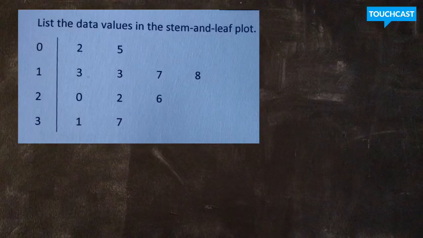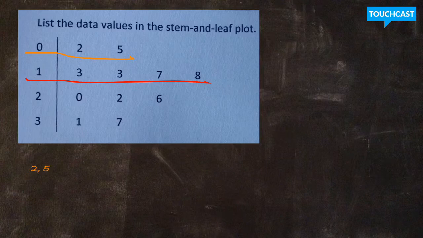Alright, so to write this stem and leaf plot as a list of data, we need to start with the smallest number, which is going to start in the top row, where our stem is 0 and our leaves are 2 and 5. So, these are written as 0, 2, and 0, 5, or simply just 2 and 5. Now we look at the second row, where our stem is 1 and our leaves are 3, 3, and 7, which means in our list we have 13, 13, 17, and 18.